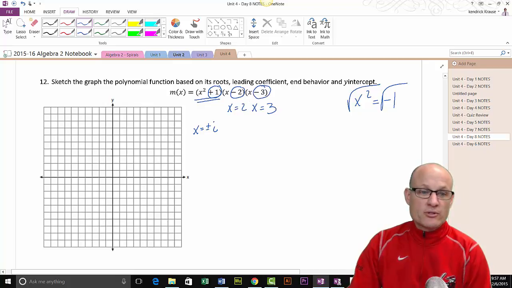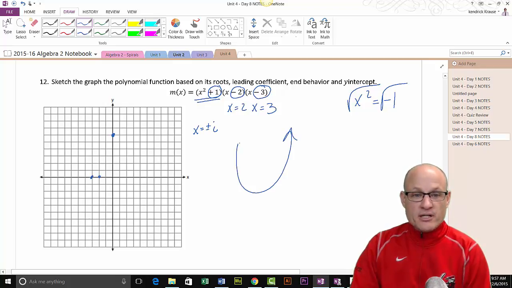1, 2, 3, 4, 5, 6. I know it's going to intercept there. I know it's going to intercept at negative 2 and negative 3. I know it's going up because the leading coefficient is positive. So it's going to look something like this. Down, up, and go through there. Let's see how close I was.